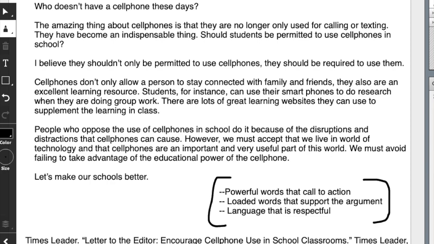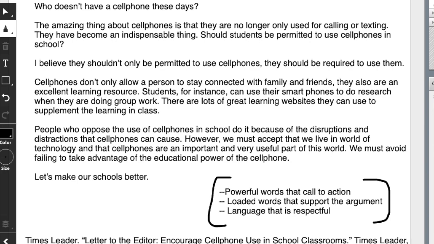People who oppose the use of cell phones in school do it because of the disruptions and distractions that cell phones can cause. However, we must accept that we live in a world of technology and that cell phones are an important and very useful part of this world. We must avoid failing to take advantage of the educational power of the cell phone. Let's make our schools better.